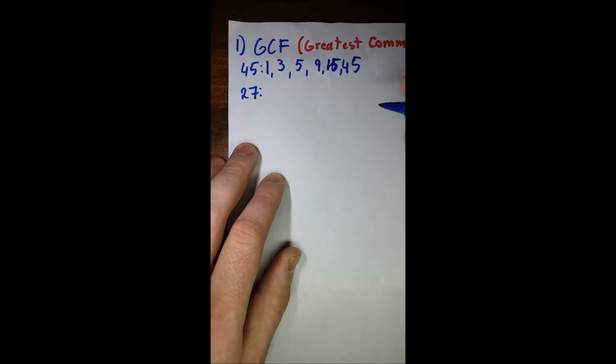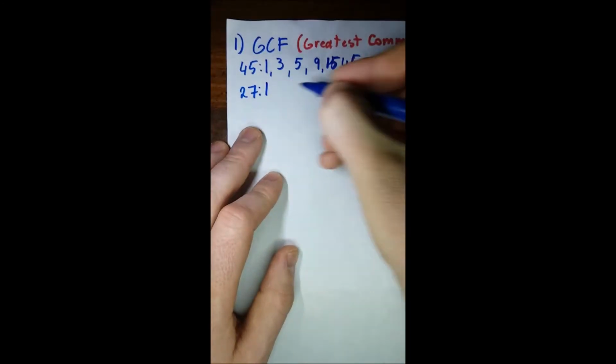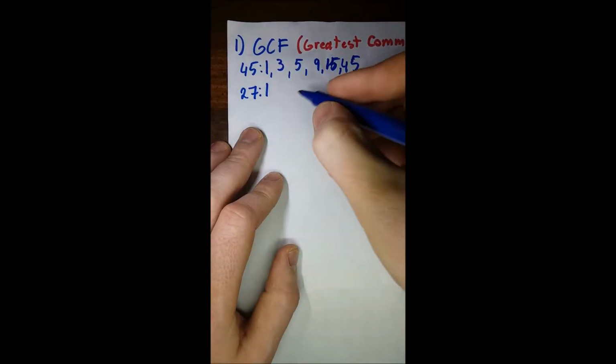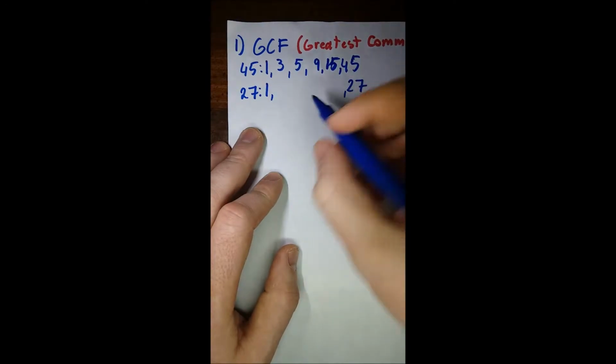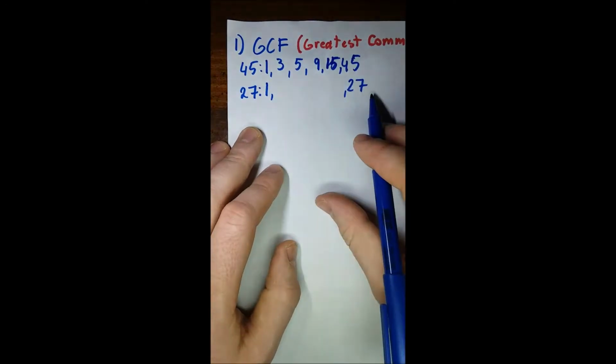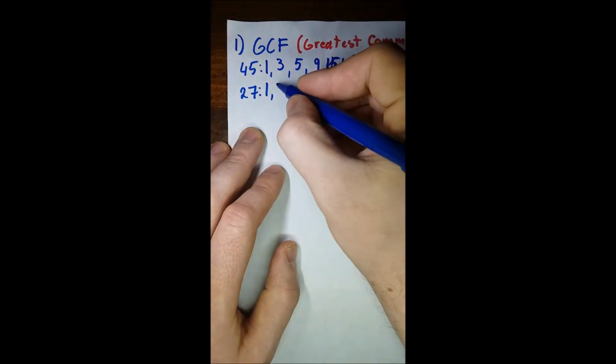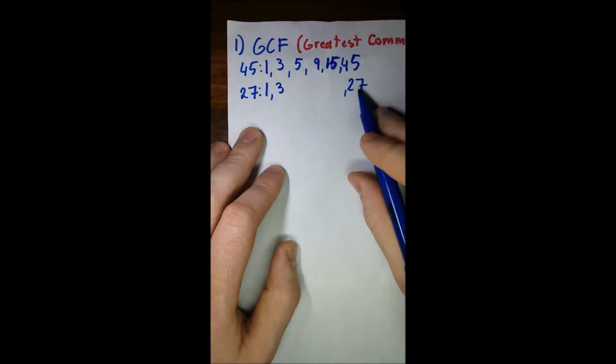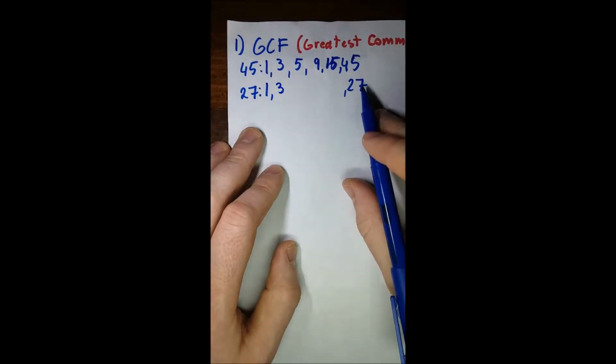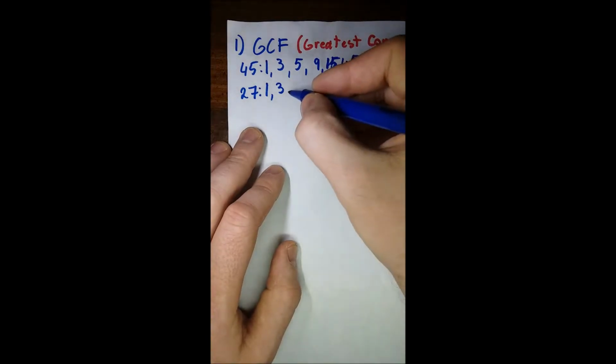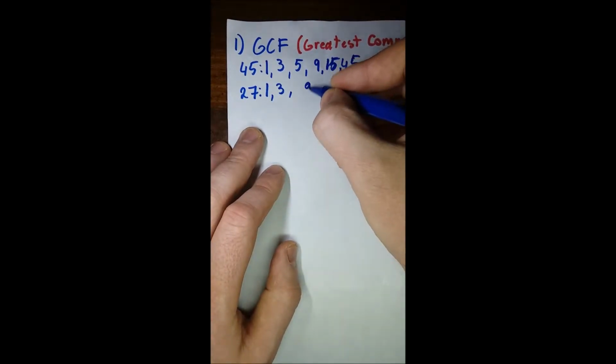Now let's check out factors of 27. We know that 1 and 27 will automatically be factors. Let's try 2. 2 is not a factor because 27 is an odd number. Now 3 is a factor because, here's a trick, 2 plus 7 is 9, and 9 is divisible by 3. So 3 times 9 is 27.